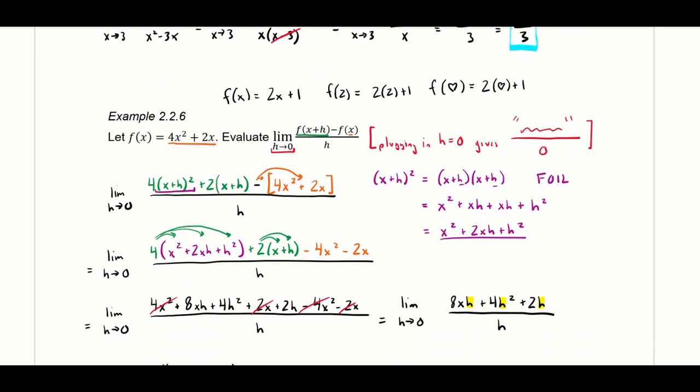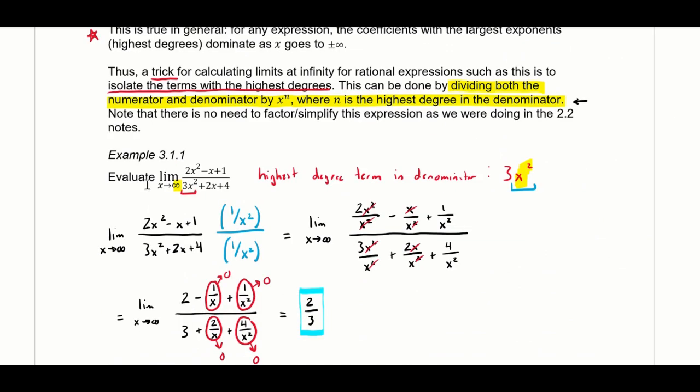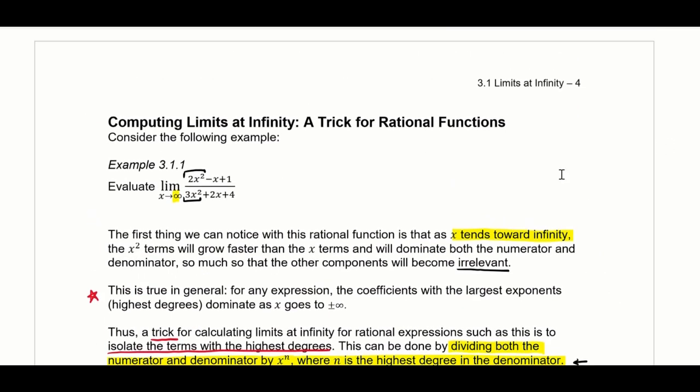I'm going to pause this so you don't have to see me scroll through everything, and then I'll show you an example. Okay, there we go. I was looking in the wrong set of notes. It's in the notes that we're currently in, the 3.1 notes on page 4.